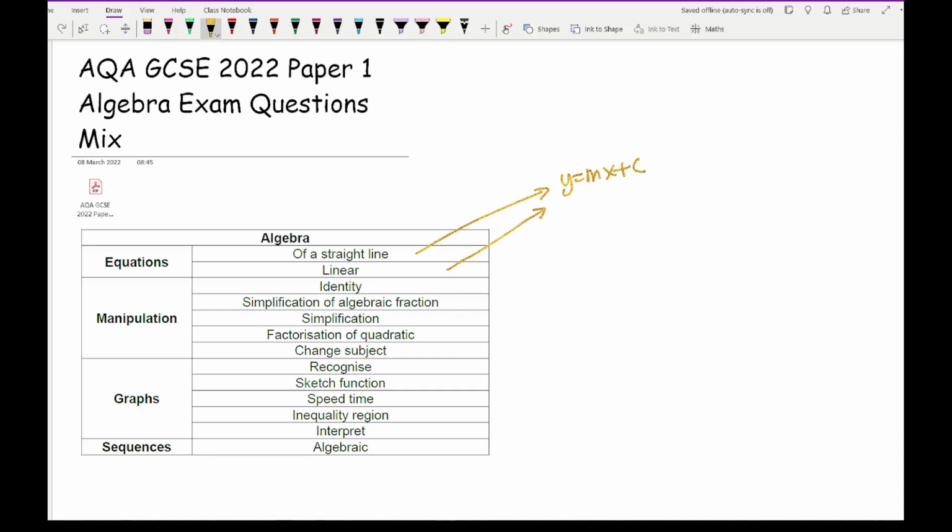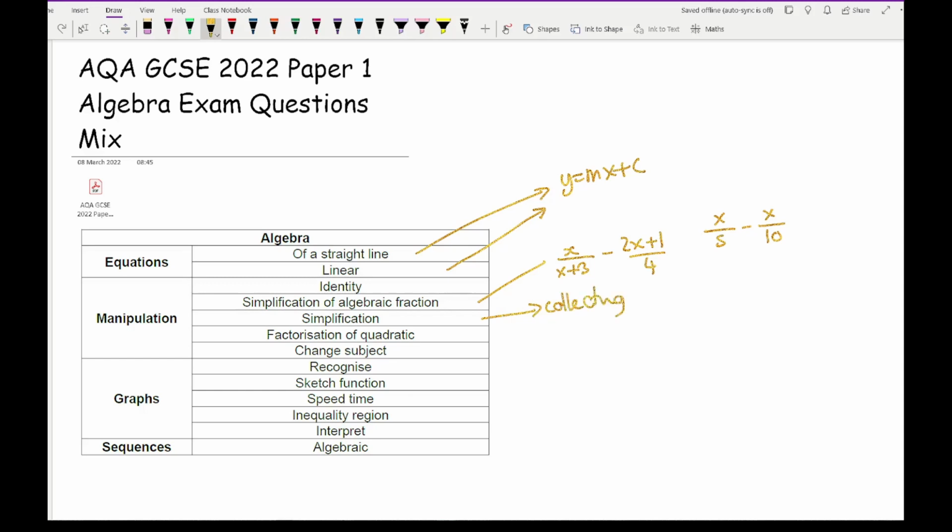Then with simplification of algebraic fractions, it is exactly what it says on the tin. You could end up with something more expansive, for example x over x plus 3 minus 2x plus 1 over 4, and you want to write that as a single fraction. You may get something simple like x over 5 minus x over 10, and it might be a multiple choice question. So you're using your knowledge of fractions to combine multiple fractions into a single one. Simplification is basically collecting like terms.